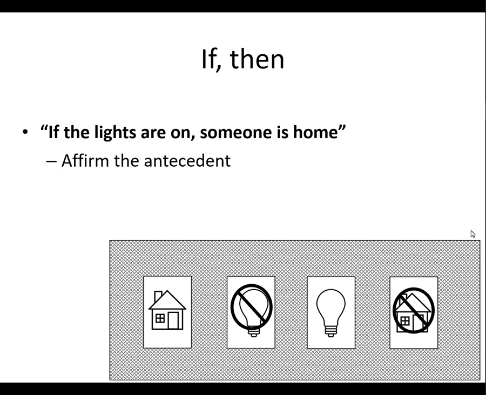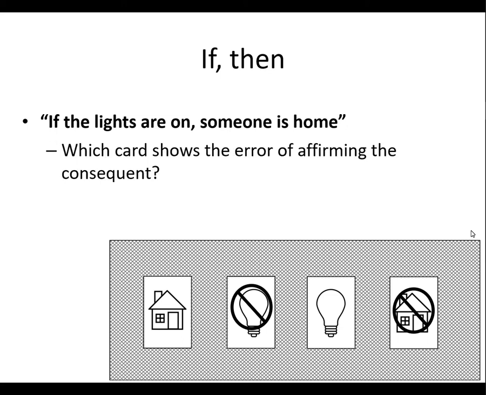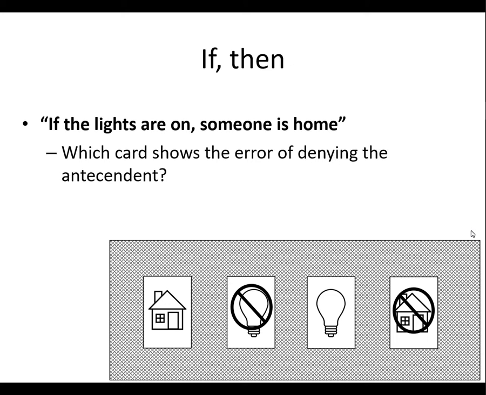Which of these cards, then, corresponds to affirming the antecedent? In the notes will be the answers. I want you to write down your answer. Which corresponds with denying the consequent? Moving on to improper ways to test the if-then statement, which card shows the poor choice of affirming the consequent? And which card shows denying the antecedent?